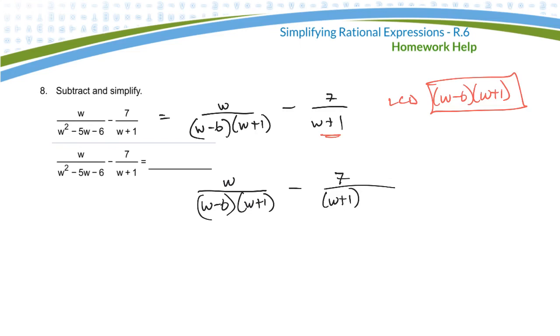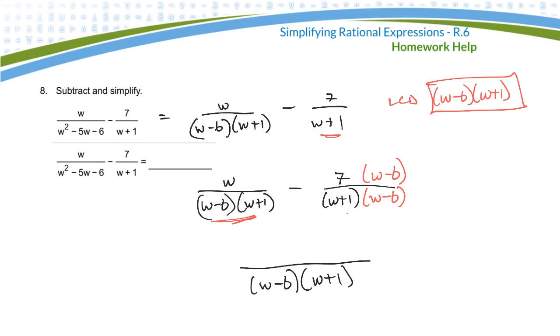And then to get my common denominator, this one is already common. I don't need to change anything. But this one, I need to include a w minus 6 on the bottom. If I do it on the bottom, I also need to include it up top. Now I've got a common denominator. So I can write it down here, w minus 6 and w plus 1.